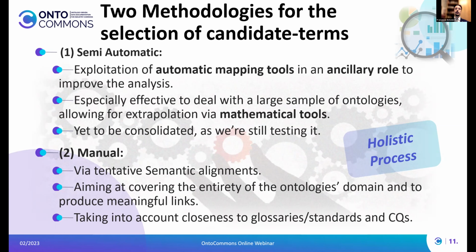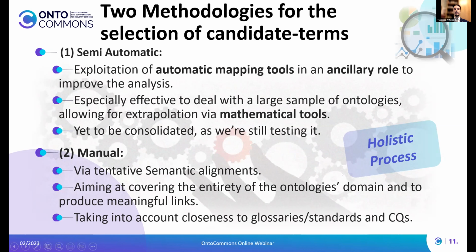The second one is inherently manual and effective when few ontologies are the target, where statistical analysis fails. The process is not particularly different, but there is a much higher reliance on experts' knowledge, and the process is more holistic in nature. I won't bother you with details unless you are interested. Again, it's not particularly different from any alignment among ontologies.